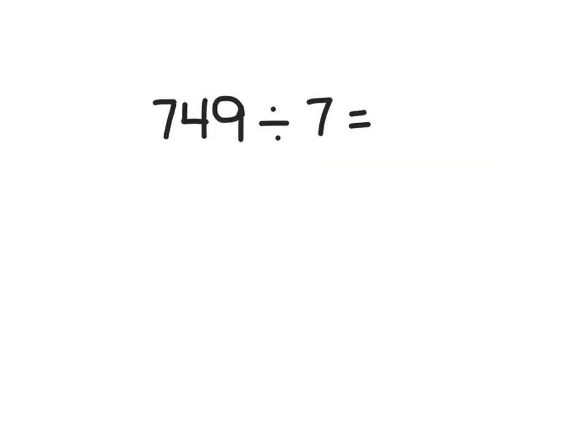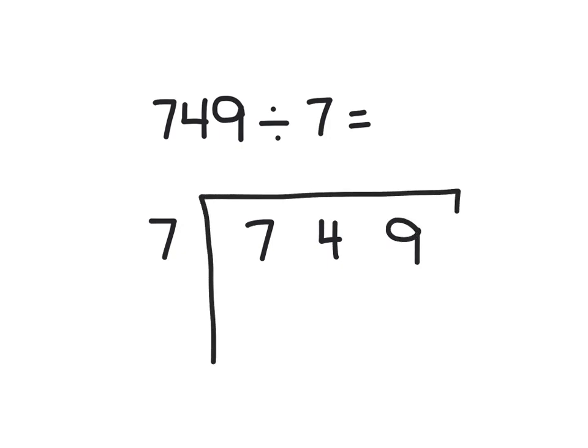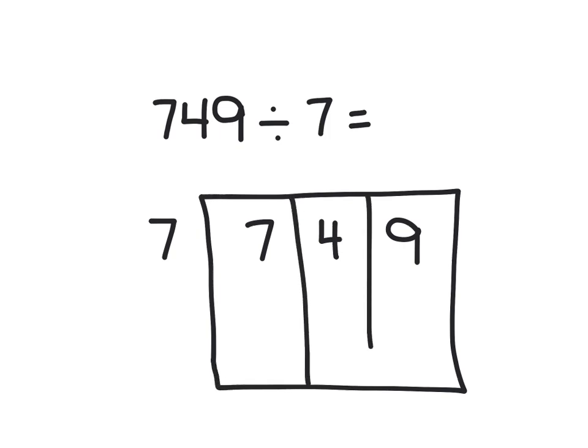Let's do one more together, and then I'll have you try a couple on your own. The next problem that we're going to do is 749 divided by 7. So I'm going to rewrite that in the box format. I'll make my 3 columns and start my multiplication. 7 times 1 equals 7. So I'm going to subtract 7. Now I get a 0.